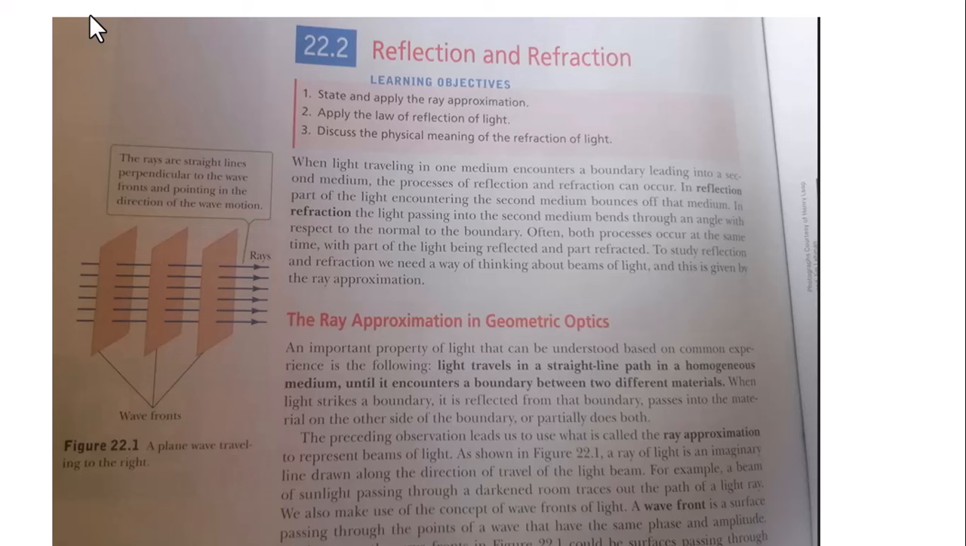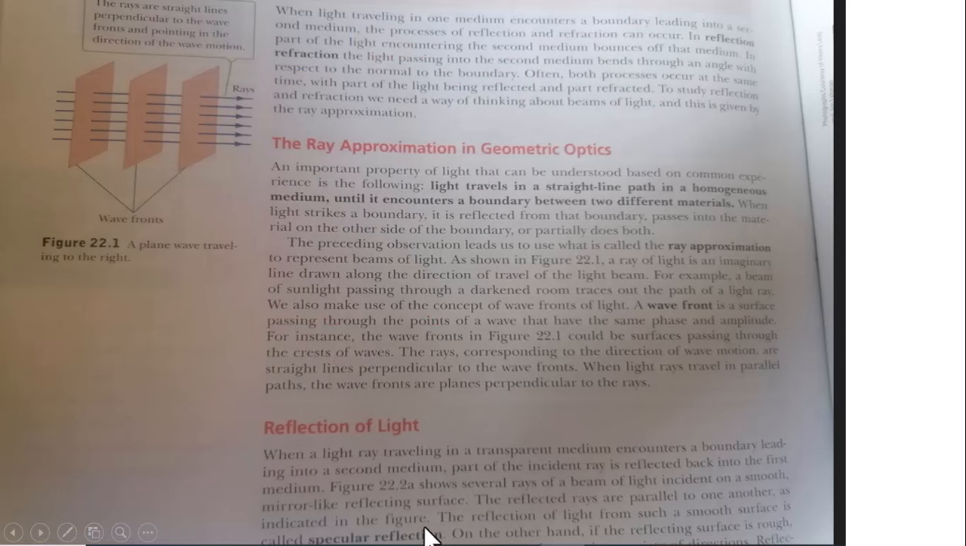Okay, that is fine. Let's just leave it as it is, and then let us continue with this. We said now, where are we? Okay, we are here. A wavefront is a surface passing through the points of a wave that have the same phase and amplitude. Okay, that is fine. Remember what the amplitude of a wave is. We will look into that. Let's not rush into things.